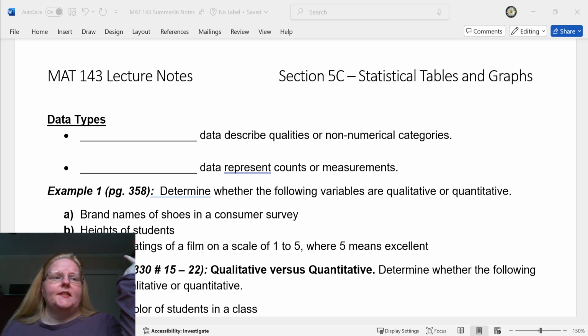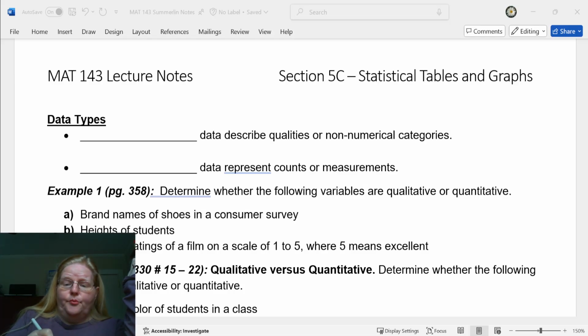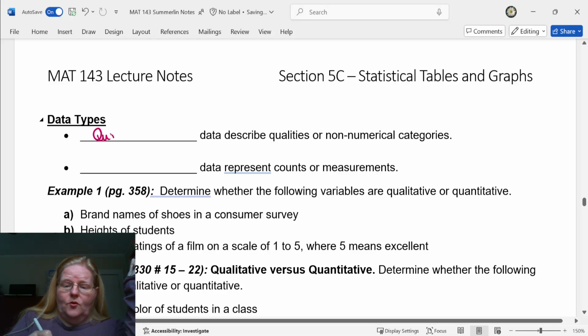Section 5C, qualitative and quantitative data types. These are pretty easy to get. There are two data types. You have qualitative.